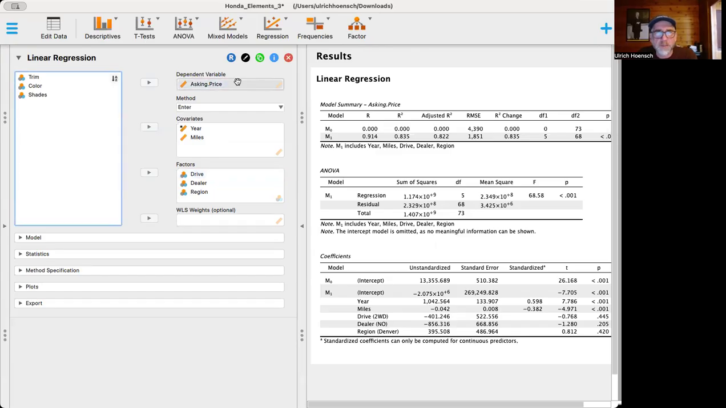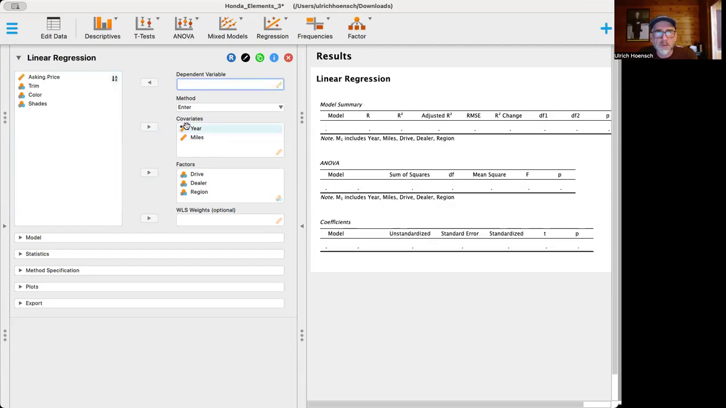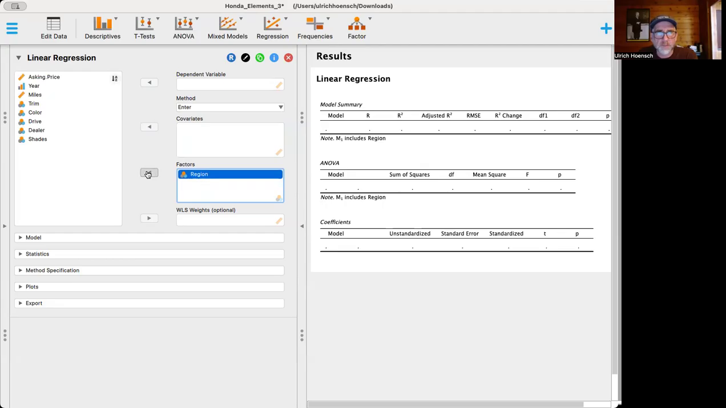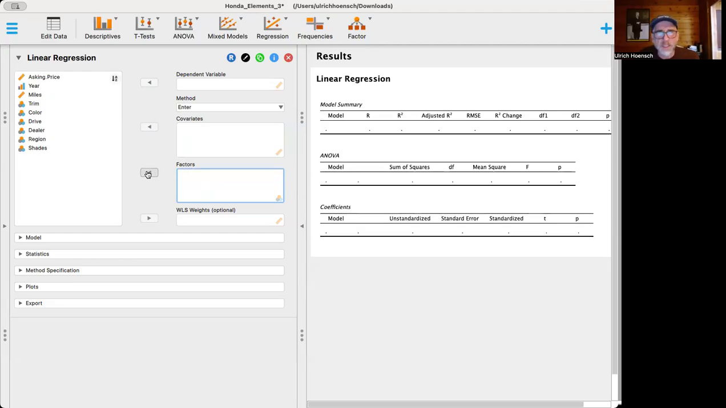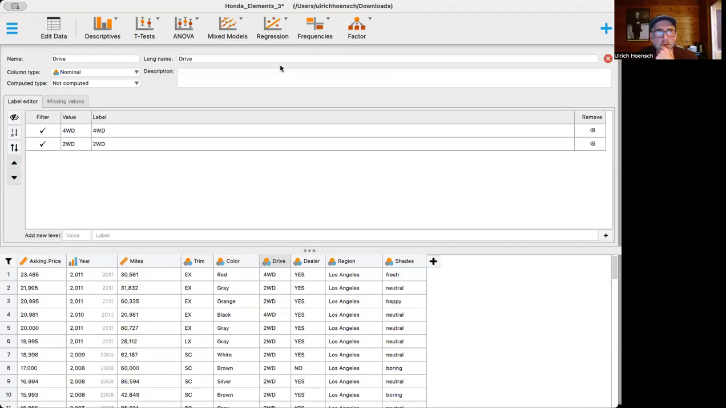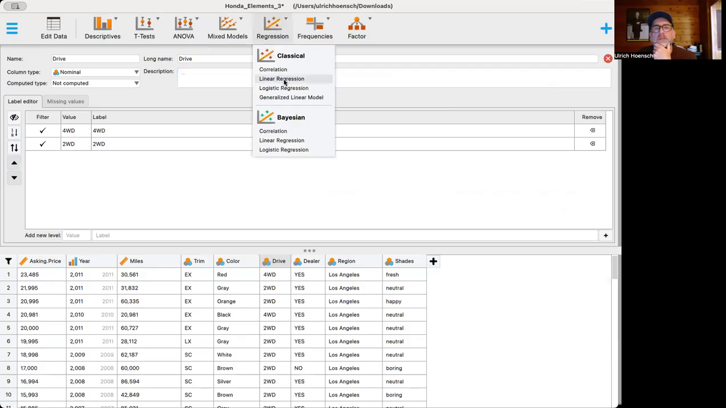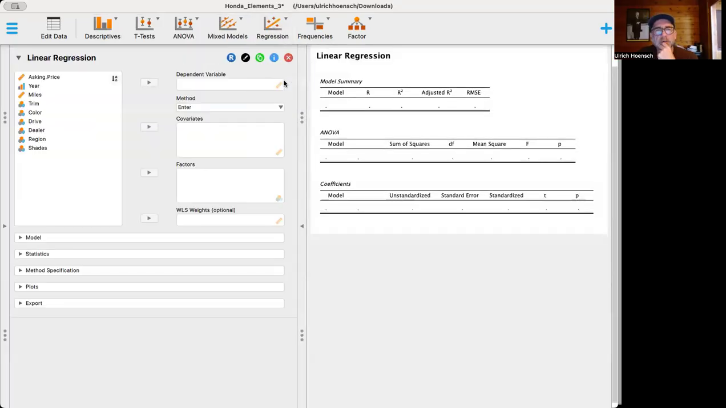But before we get into this, let me undo all of this so we can start from scratch here. If I bring all those factors back into the variable list, we have this. This would be your starting point. I can close this as well. If you start with the actual data, which you can see here, you would go to regression, linear regression, and then we would come to the screen that we've seen before.